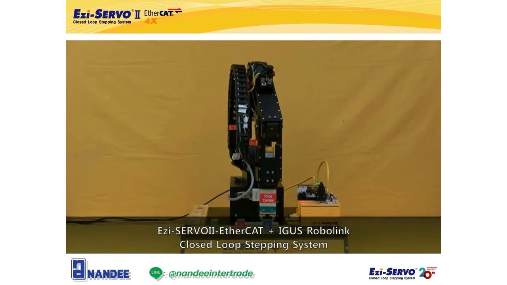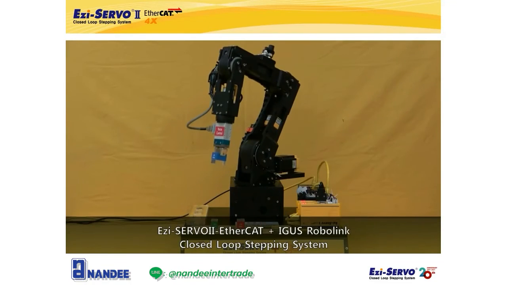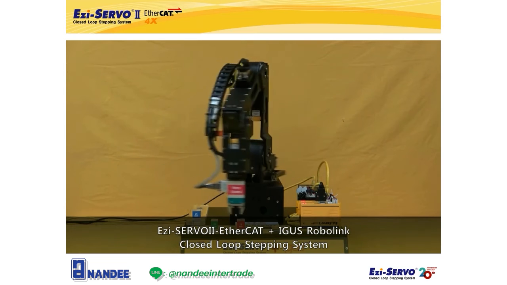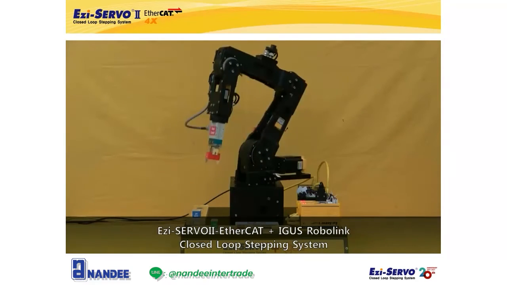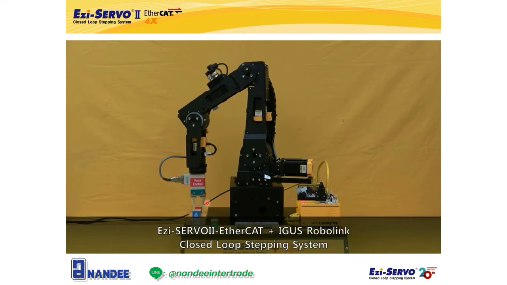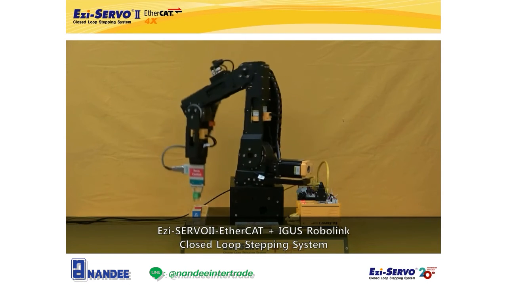The demonstration consists of 1 Easy Servo 2 EtherCAT 3X, the 3-axis drive, 2 Easy Servo 2 EtherCAT, the single-axis drive, and 1 Easy Servo 2 EtherCAT All. The all-in-one type product including a motor, a high-resolution encoder, a drive and EtherCAT network. You can see that the motion of grabbing and moving 3 objects of different sizes is operated with force control.